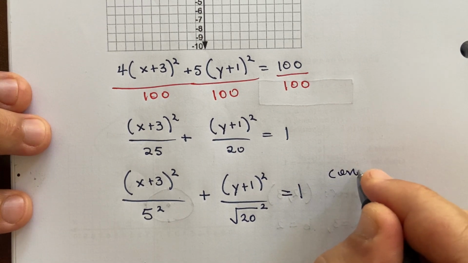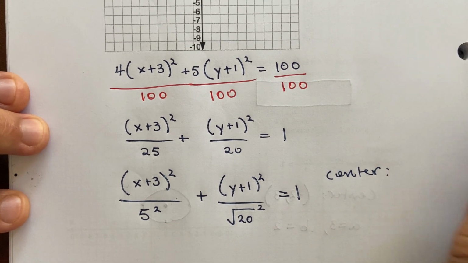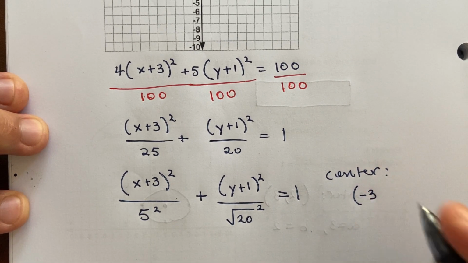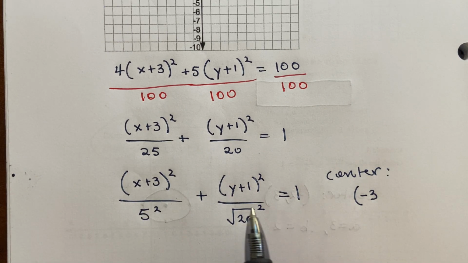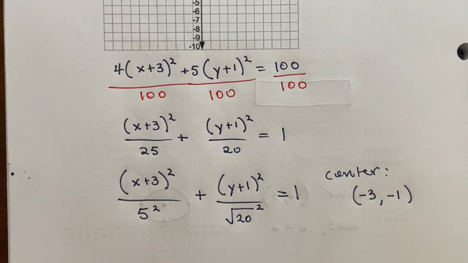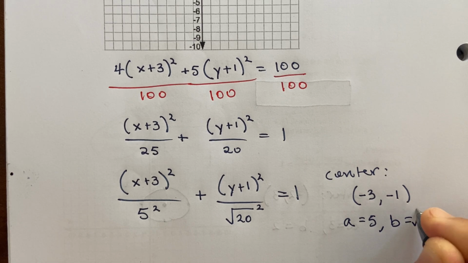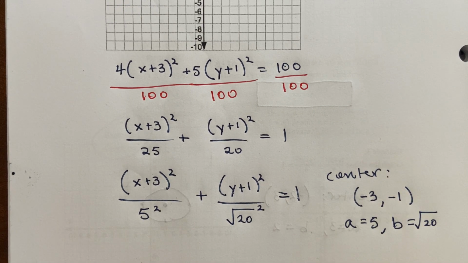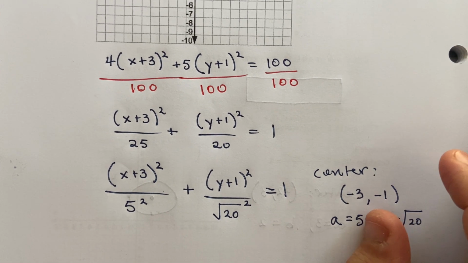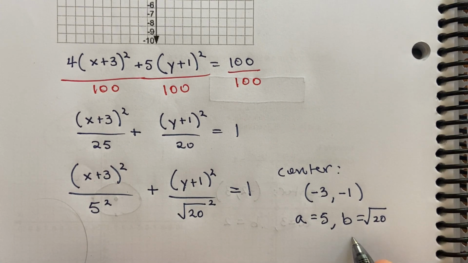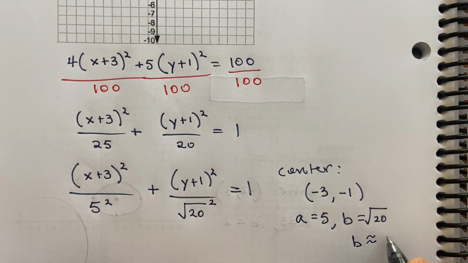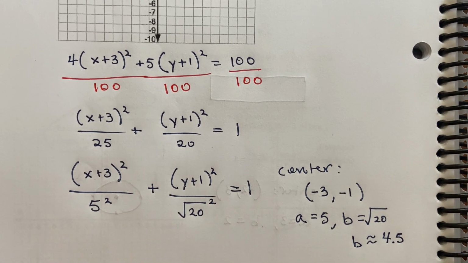So we have a center of -3, right? Opposite of 3, opposite of 1. So (-3, -1) is our center. And then we have an a of 5 and a b of root 20. That'll be in between 4 and 5, so about 4.5. So just for our graphing purposes, b is about 4.5. We'll just call that good.